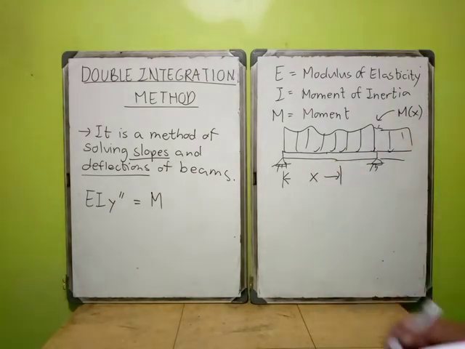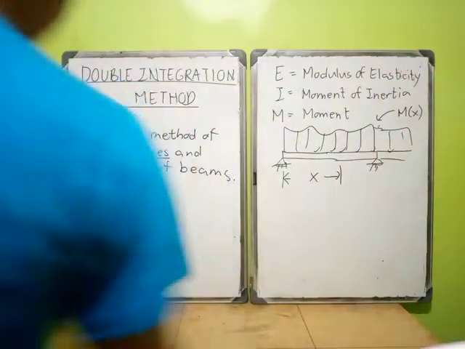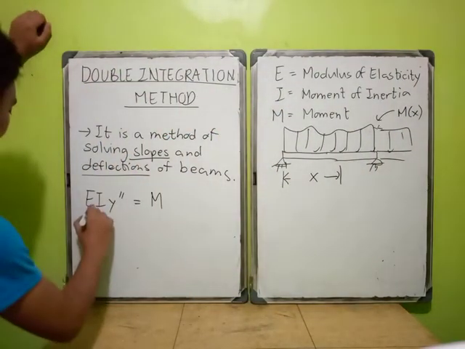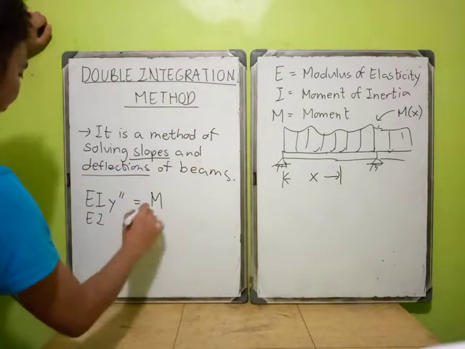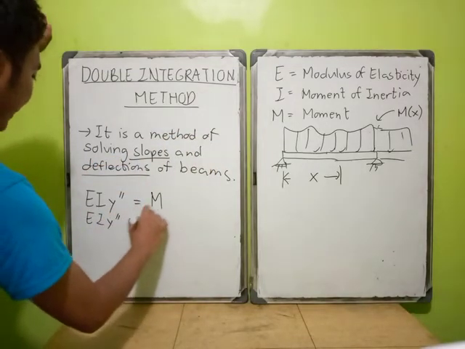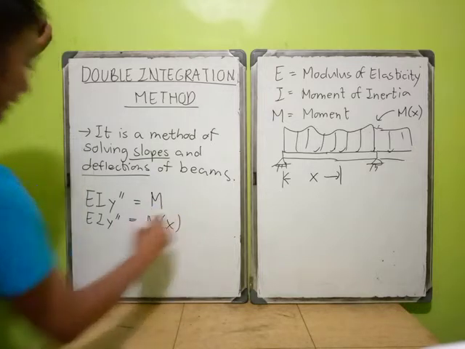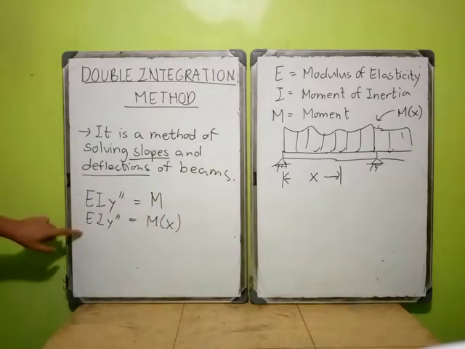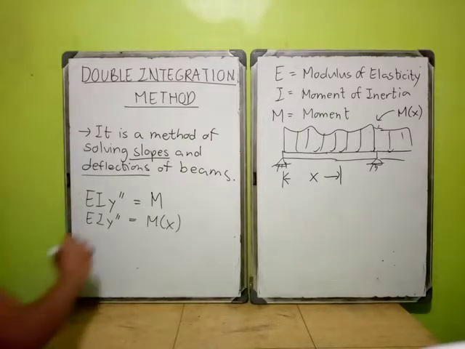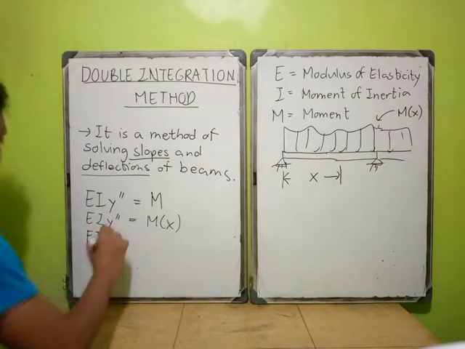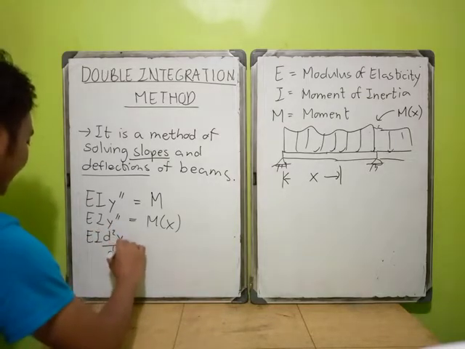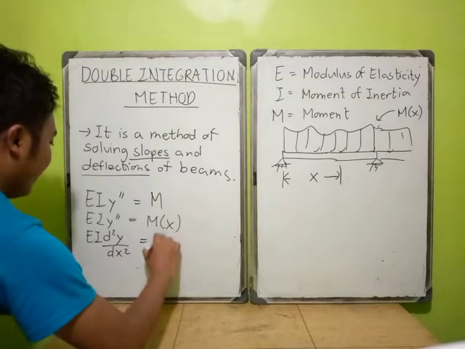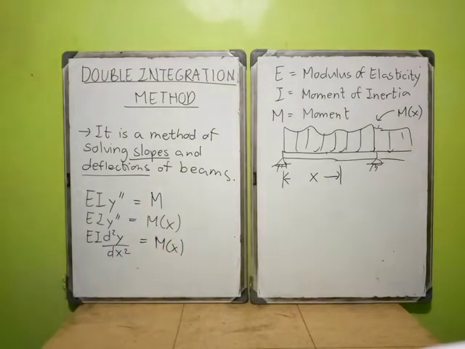So therefore, okay, pwede nating ma-convert ang formula na to in terms of EI y double prime is equal to M of x. Okay, so other books describe this one, okay, rewrite this one as EI d squared y over dx squared. Okay, so now, ano tong M of x? Okay, so M of x is the general formula.